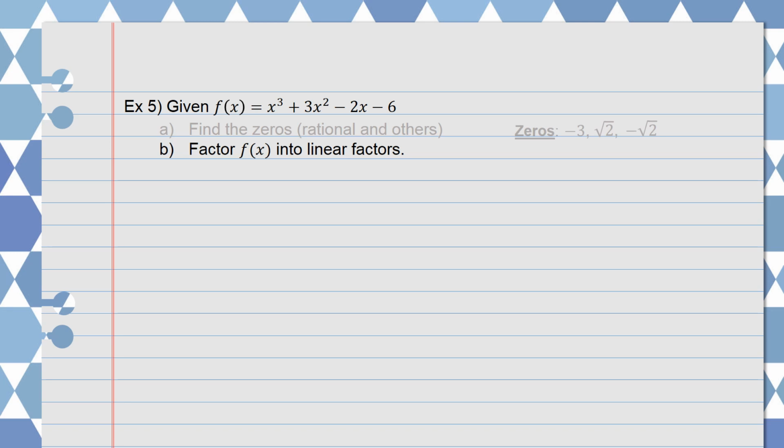For part B, it says factor f of x into linear factors. Well, we know that factors are of the form x minus the 0. Since we know the zeros, we do know the factors. So f of x is equal to x plus 3, x minus square root 2, and x plus square root 2. And that is the result for part B.